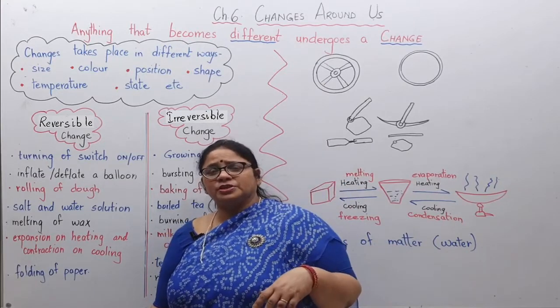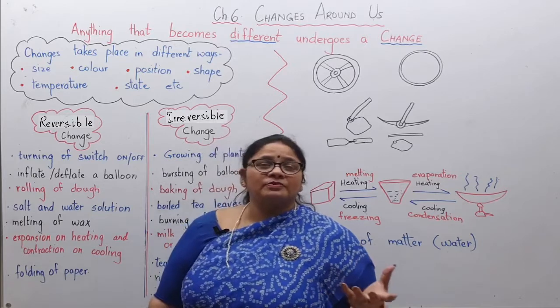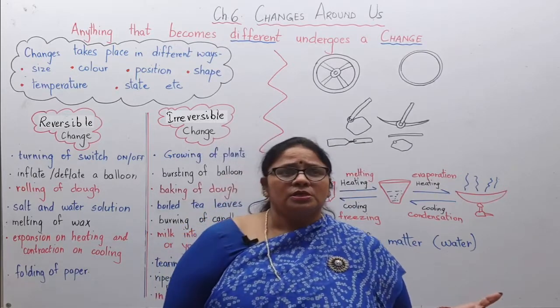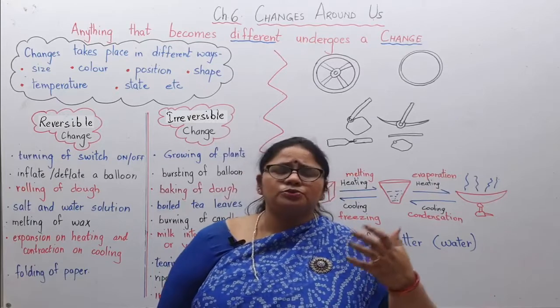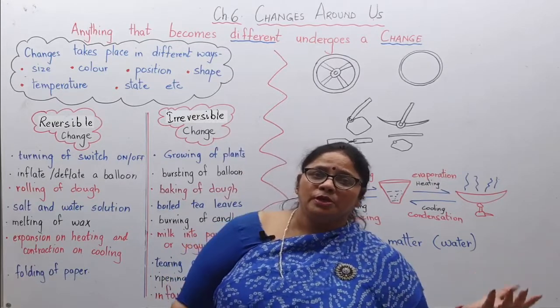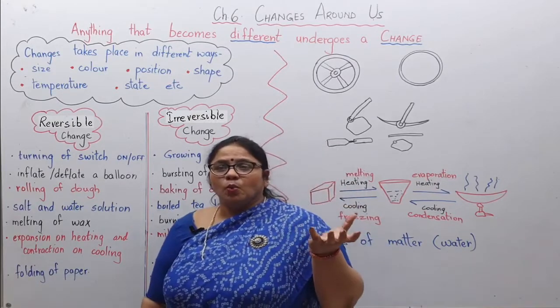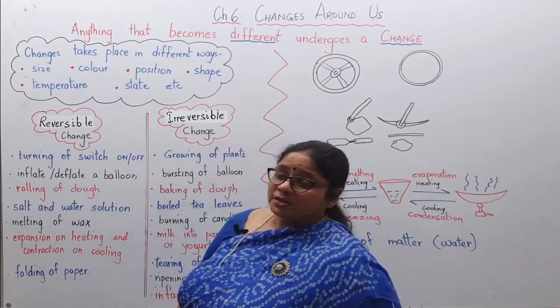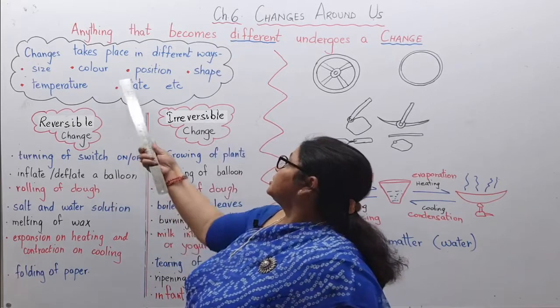In the same way, children, you can ask your mother, she must have silver jewelry at home. If you keep that silver jewelry for a longer period of time, you will notice that the white color of the silver changes into black. So this change occurs due to change in color.